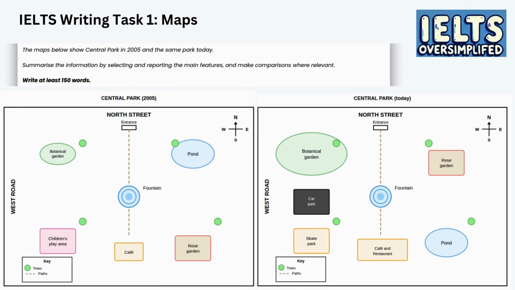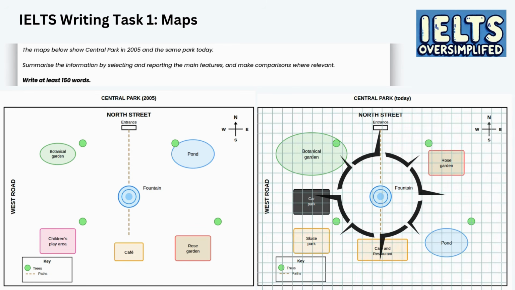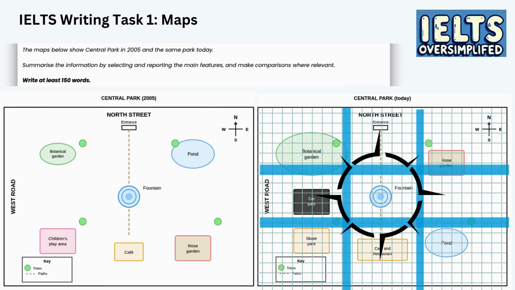But before we start identifying features, I want to make sure you're confident using compass directions to describe locations on a map. This is very important because you'll need to tell the examiner where things are located. To help you understand, I'm going to overlay a compass on today's map as a guide. There. Now let's break the map into sections like this. Now let's add the name of each section.